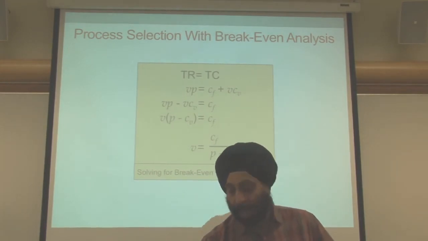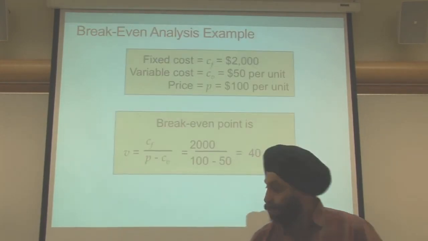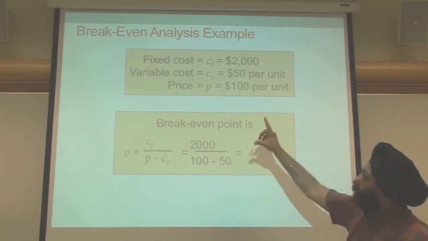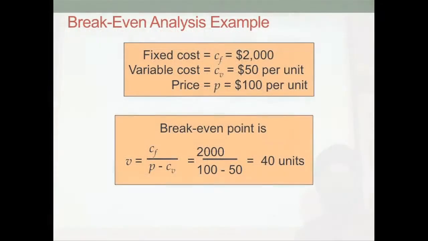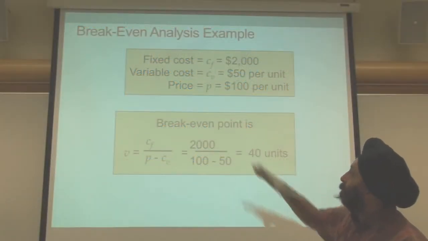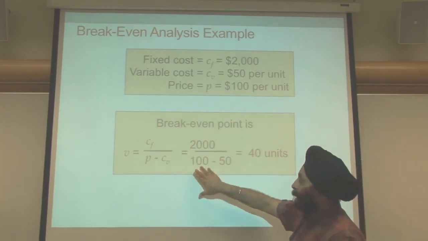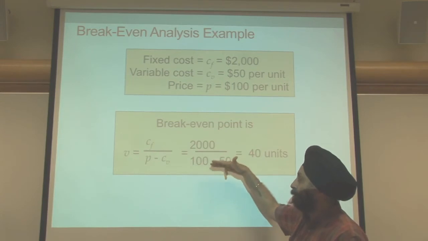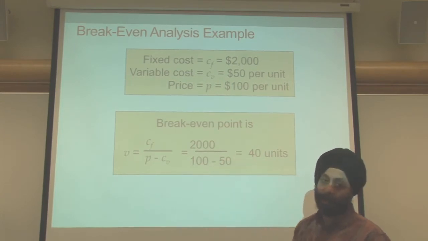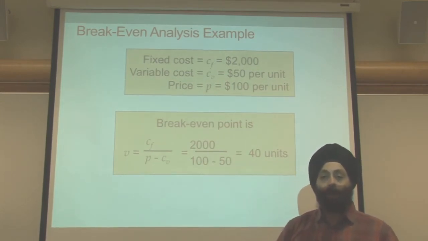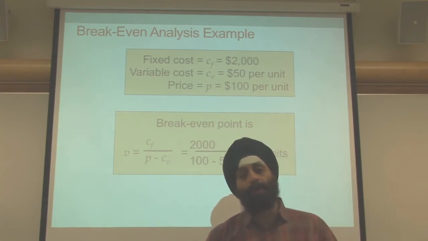So let's take an example of this just to illustrate that. So if our fixed cost is given to be $2,000, variable cost per unit is $50 per unit, and selling price is $100 per unit. So in that case, 2,000 divided by 100 minus 50, which is 2,000 divided by 50 equals 40 units. So if we are able to produce and sell 40 units, we break even.